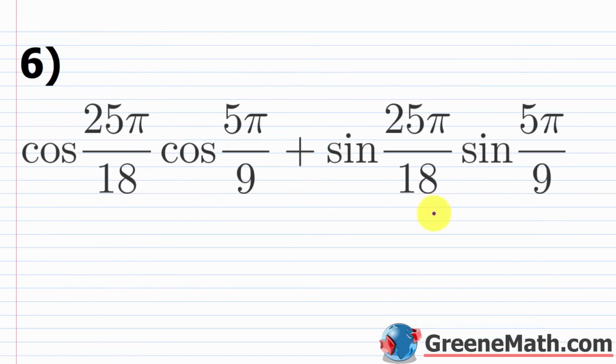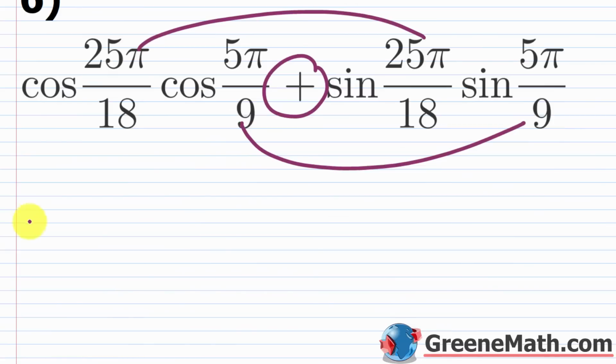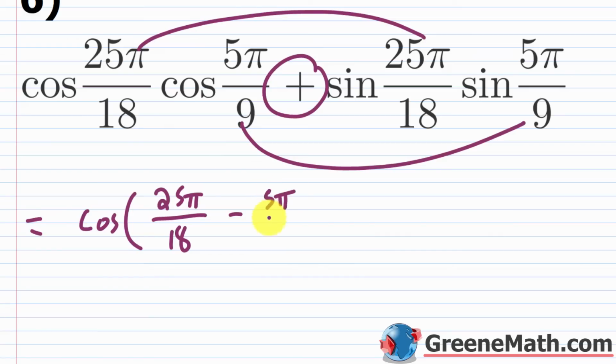Okay, let's take a look at problem 6. So here we have the cosine of 25 pi over 18 times the cosine of 5 pi over 9 plus the sine of 25 pi over 18 times the sine of 5 pi over 9. So again, this guy matches this guy matches this guy. Now you have a plus. So what you're going to do is say this equals the cosine of the first angle, so 25 pi over 18. Because this is a plus, now you want a minus, and then you're going to take the second angle, so 5 pi over 9.